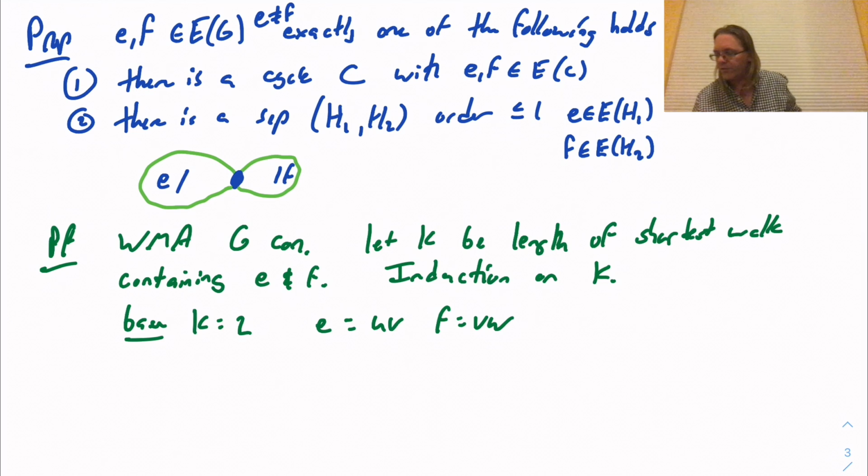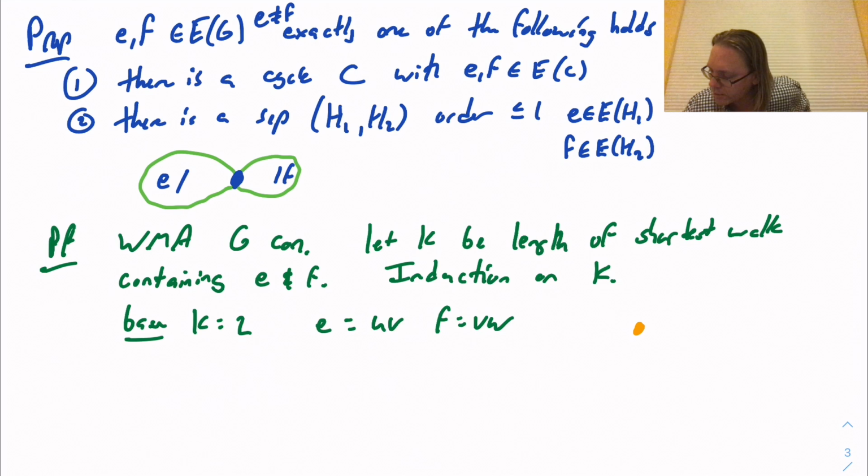So this is just some of the usual shorthand here. U and V and W are vertices. E is an edge with ends U and V. F is an edge with ends V and W. If E and F are parallel, then you're done. Then you already have a cycle that contains both of them. So you may as well assume that E and F are actually not parallel, that these vertices U and W are actually distinct, right?